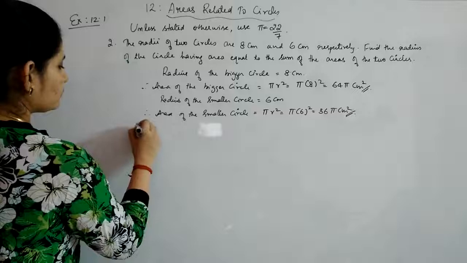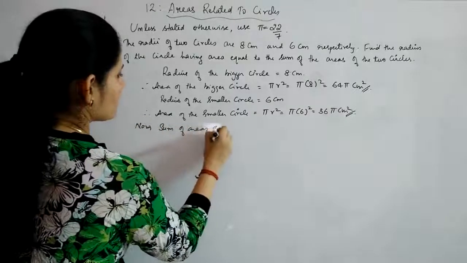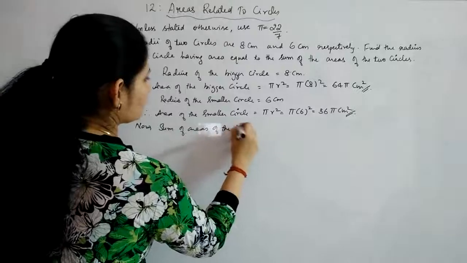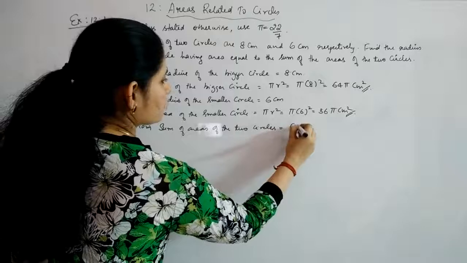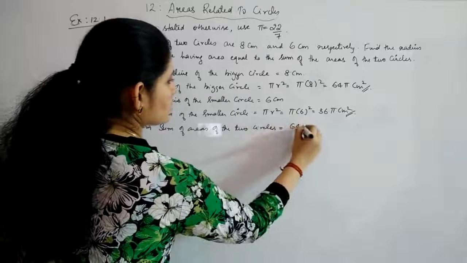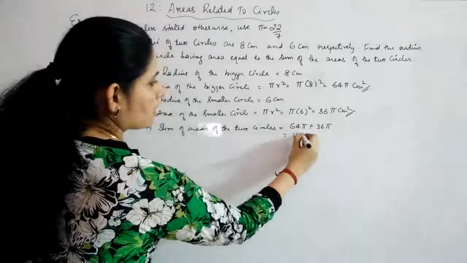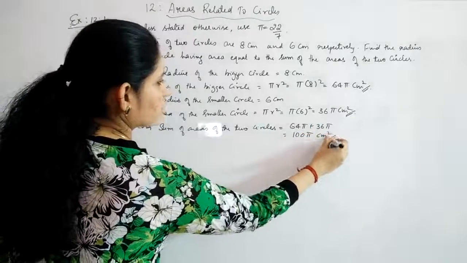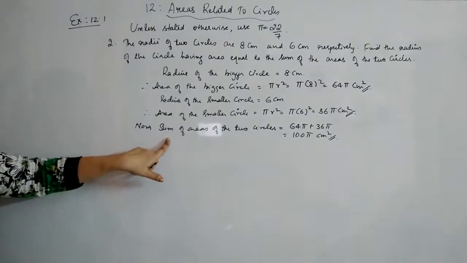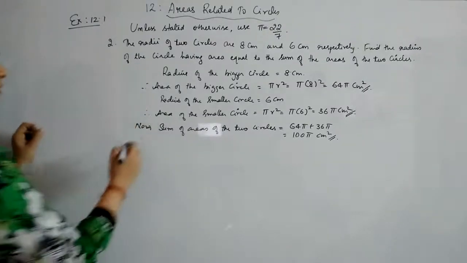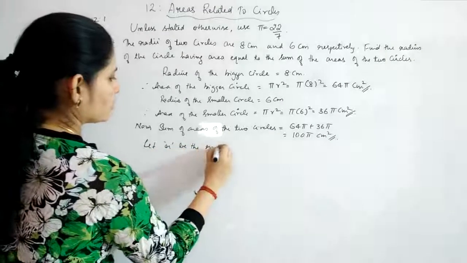So now you can find out the sum of the areas of the two circles, which is equal to 64 pi plus 36 pi, which will give 100 pi centimeter square. That is the sum of the areas. Now what you need to find out? Radius. So we'll take, let r be the radius of the required circle.